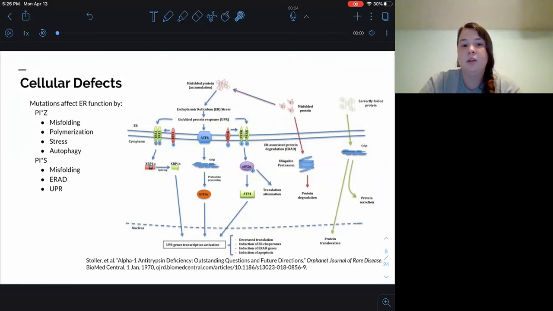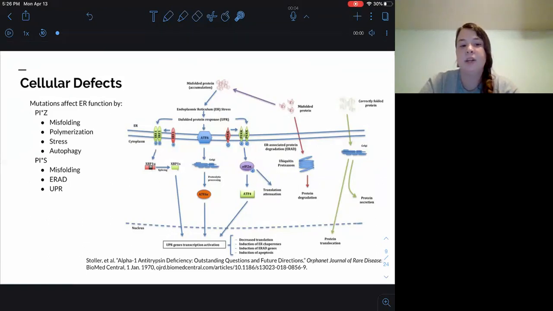The S allele, which destabilizes the AAT, misfolds the protein, retaining it in the liver cell ER lumen, causing ER stress, which triggers ER-associated protein degradation, or ERAD, and the unfolded protein response, UPR. The S allele does not form polymers unless the Z allele is present.